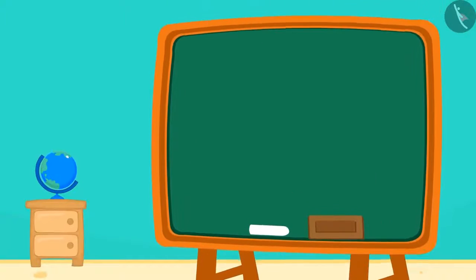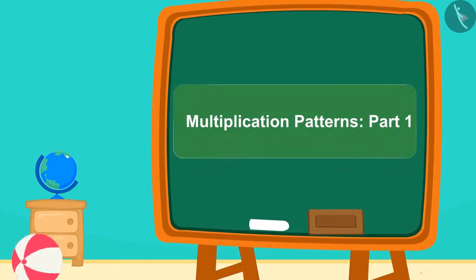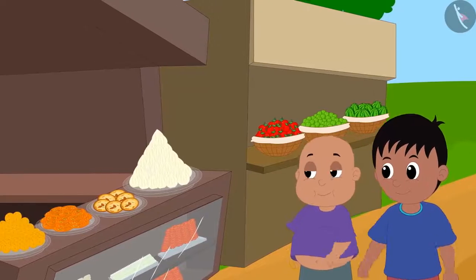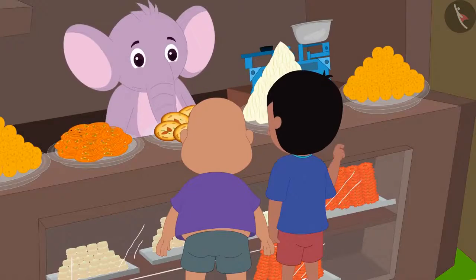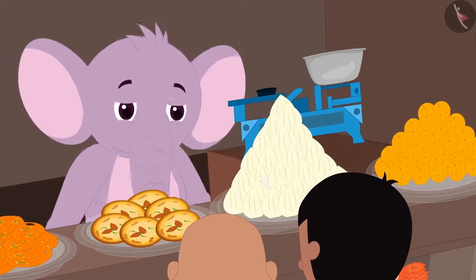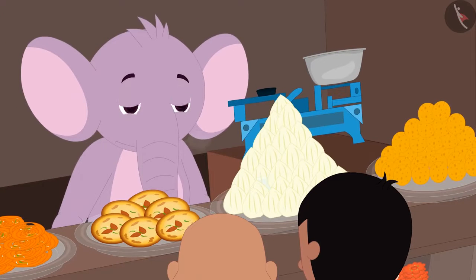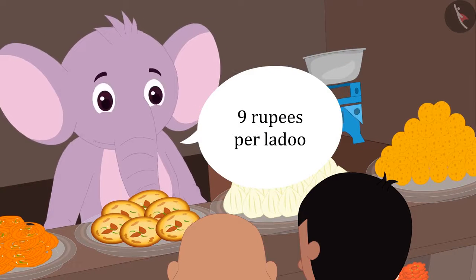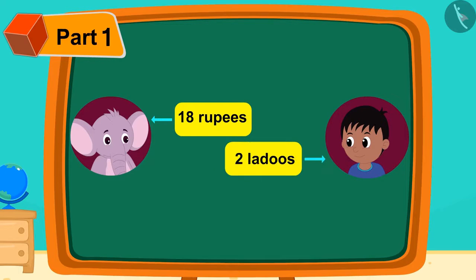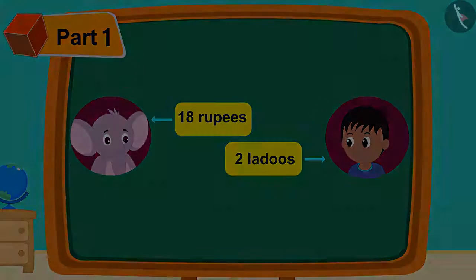Children, in this lesson, we will see some fun patterns of multiplication. Raju and Bablu are roaming in the market. Raju asks Appu the price of laddu. Appu told Raju that the price of laddu is 9 rupees per laddu. Raju quickly gave 18 rupees to Appu and took 2 laddus.